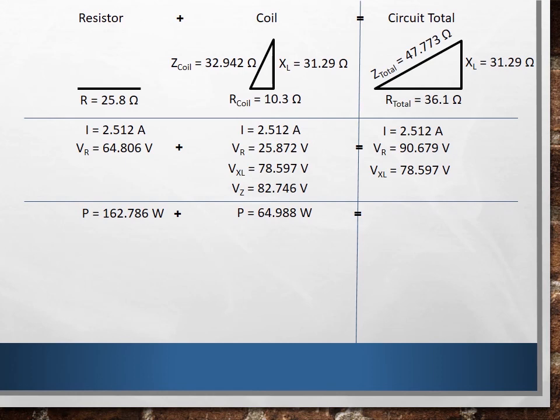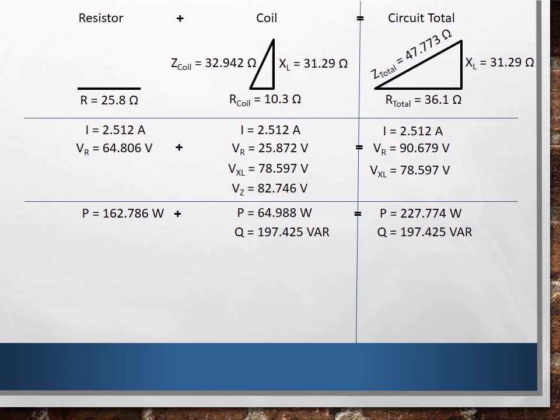Once again, these are all in the same orientation, so therefore they add up. My total power of my circuit that I can measure with my watt meter should be 227.774 watts. The next thing to do is do my reactive power. My reactive power is only found in my coil, so therefore the reactive power of my coil is the reactive power of my circuit total, being I squared times XL, which is 197.425 vars.